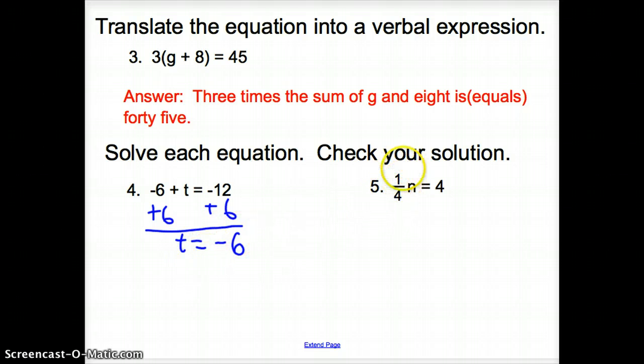Next, with number 5, we have 1/4 n equals 4. How is this 1/4 attached to the n? It is attached through multiplication. How do we undo multiplication? We have to divide by that 1/4. We divide by 1/4 on each side. What you do to one side, you have to do to the other. So here now, we are left with just an n, and then 4 divided by 1/4 is 16.